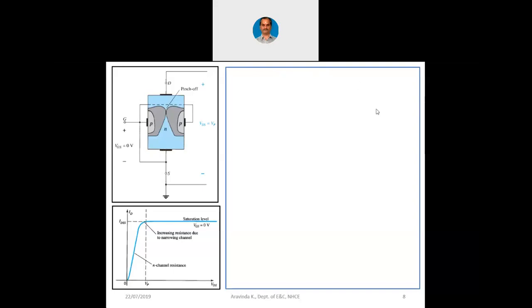Sir, maybe in case of FET, like it takes more time to reach the saturation level compared to BJT. Okay. No, my question was, what difference do you find in the curve itself when you compare it with BJT?